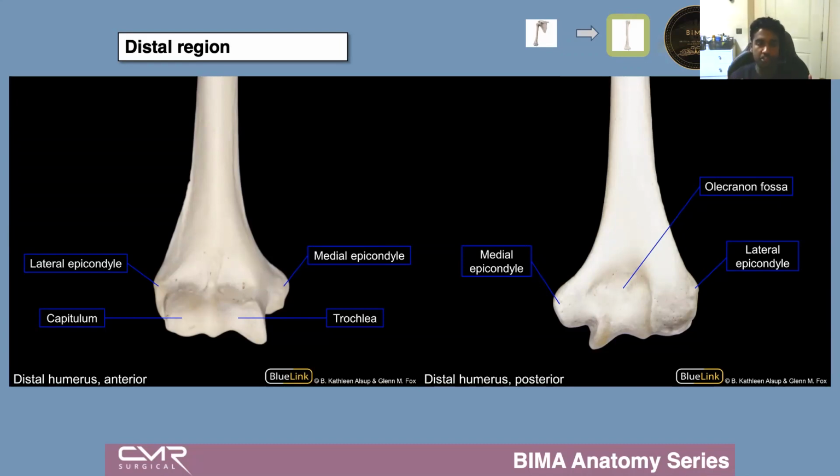Epi is just referring to it being on top of that bulb that's ending off that bone. The lateral and the medial is just referring to its position. So the lateral epicondyle is lateral in reference to the anatomical position of the body. In terms of what the anatomical position is, just a quick revision of that.